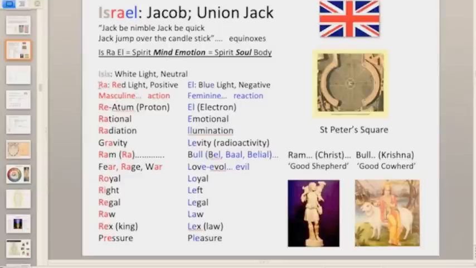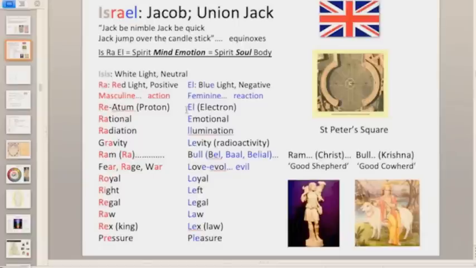And you can see here, Ra is right, is always red. See, right and left, royal and loyal. So you have Ra is red and L is blue. Positive and negative light. Action on the left, reaction on the right. Atum Ra, or Re Atum, is his true full name. Ra Atum is the proton. It's in reference to the proton, Ra Atum. Okay? It's the positive side of atomic science.